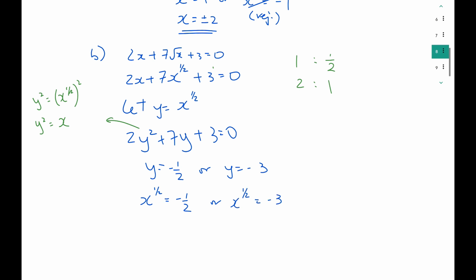Then to find x, meaning make x the subject, I'll square both sides. So x equals minus a half squared, which is positive a quarter, put it in a calculator. Or when you square minus 3, it is 9. And these two are the answers. Right, I hope that makes sense.